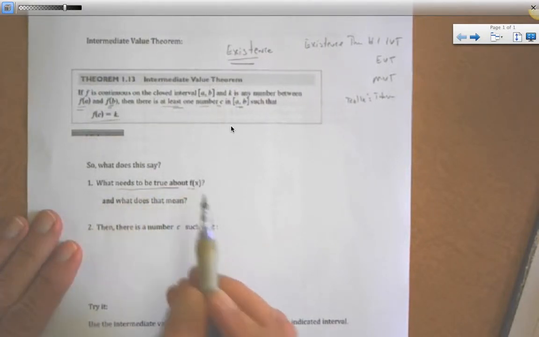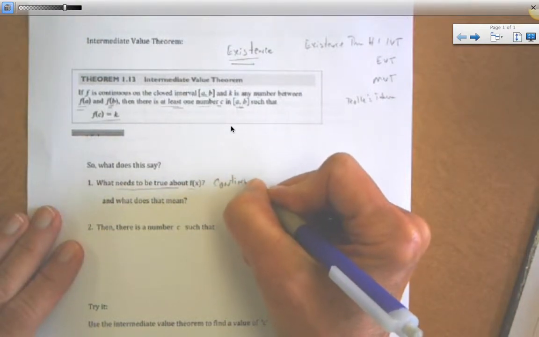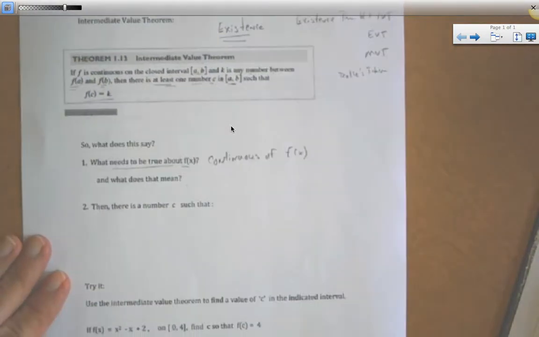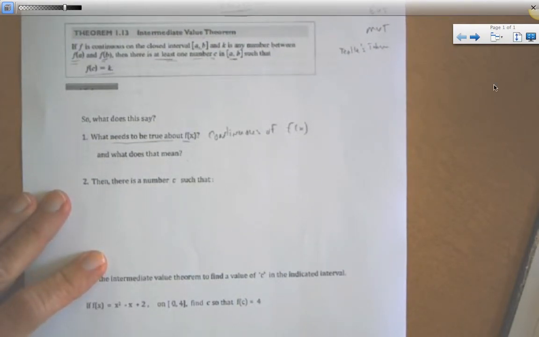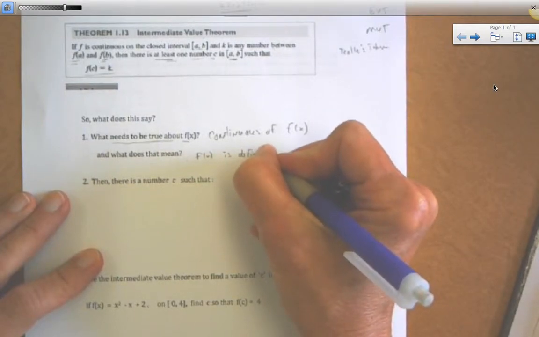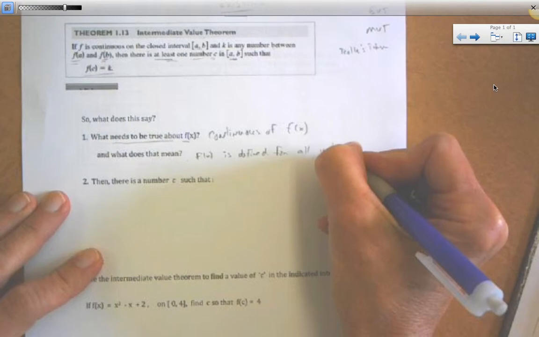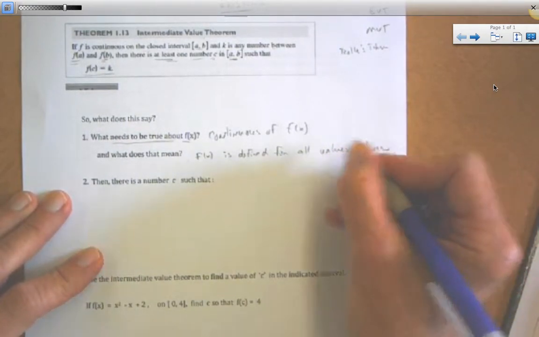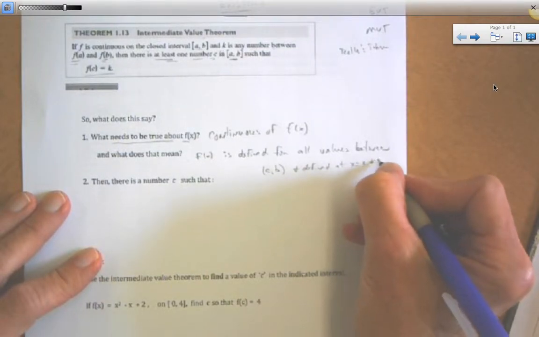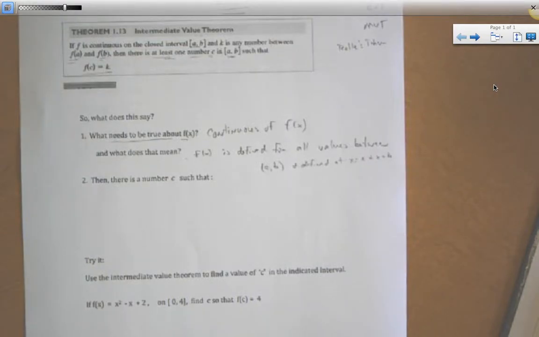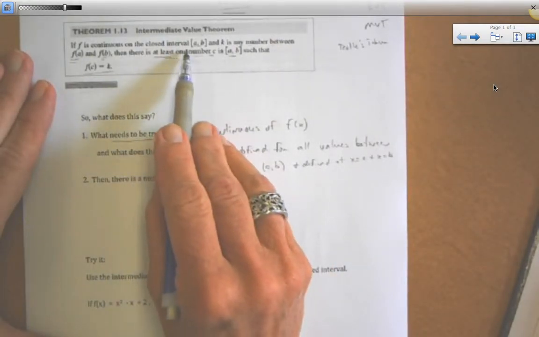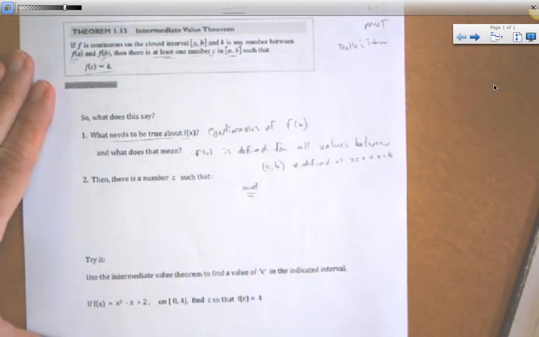So what needs to be true about f of x? It needs to be continuous on the interval. And what does that mean? So write in your words what you think that means. Hopefully you're saying something like f of x is defined for all values between a and b and defined at x equals a and x equals b. Something like that. Okay, so if we know that it's continuous on the closed interval, another condition has to exist.